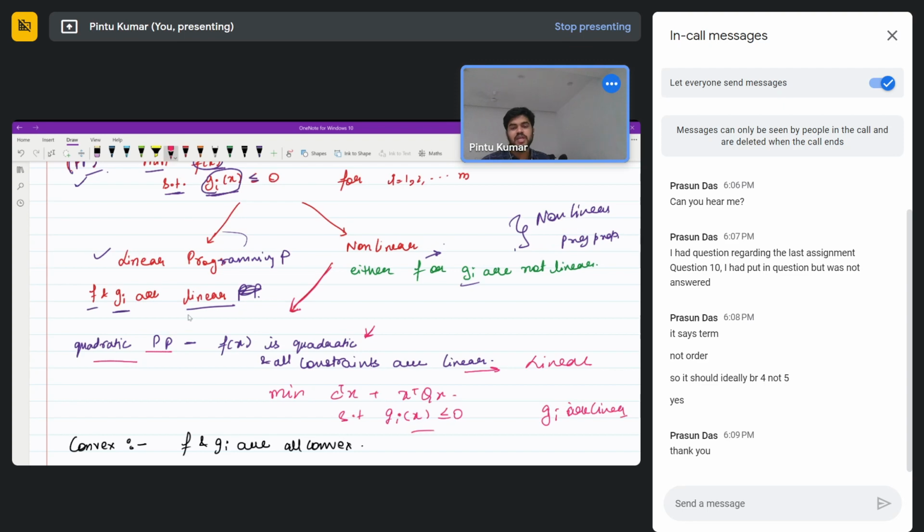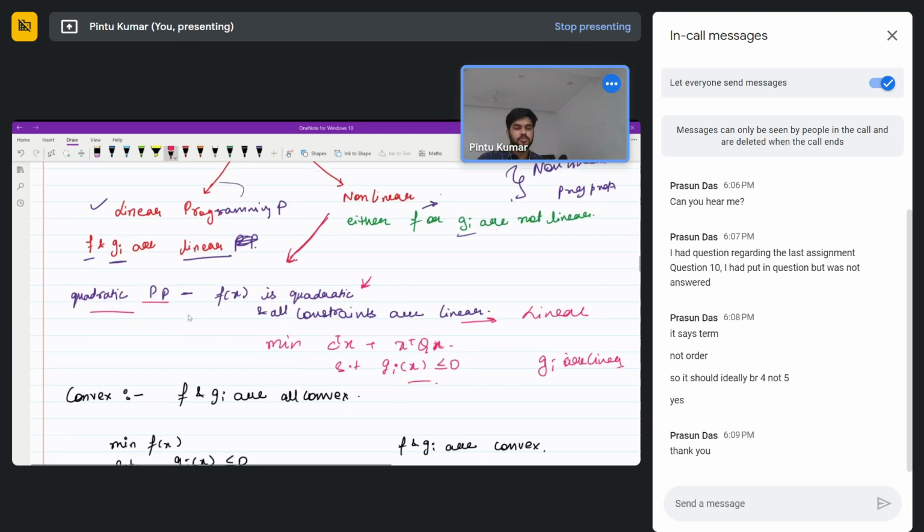This kind of programming or optimization problem is known as quadratic optimization or quadratic programming problem. We know some useful tricks to tackle these kinds of problems. That's why we have classified this as a special class of programming problem.